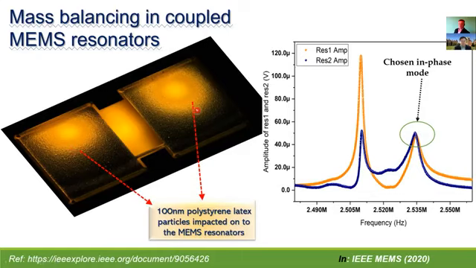resonator system. For observing this response, we chose the in-phase mode of operation because the amplitude ratio starts at 1 for the in-phase mode.